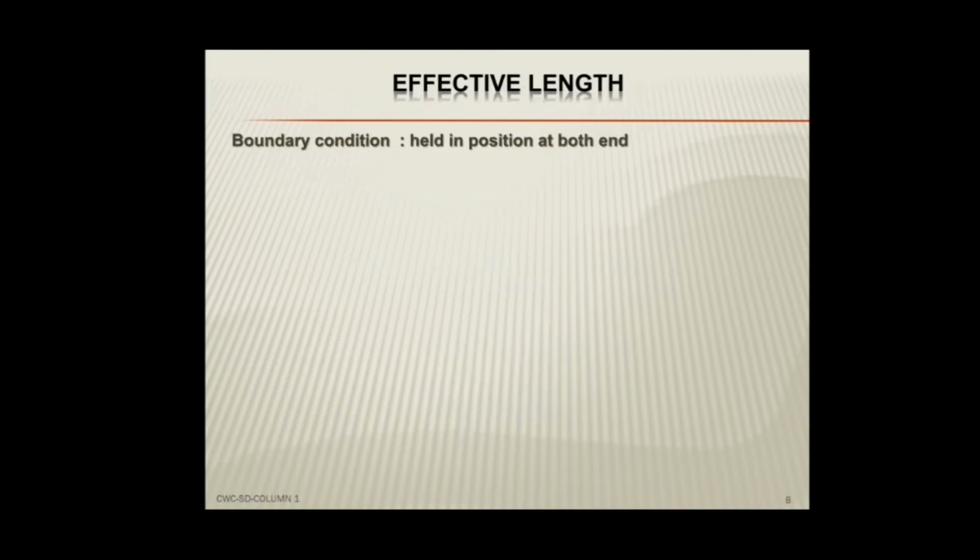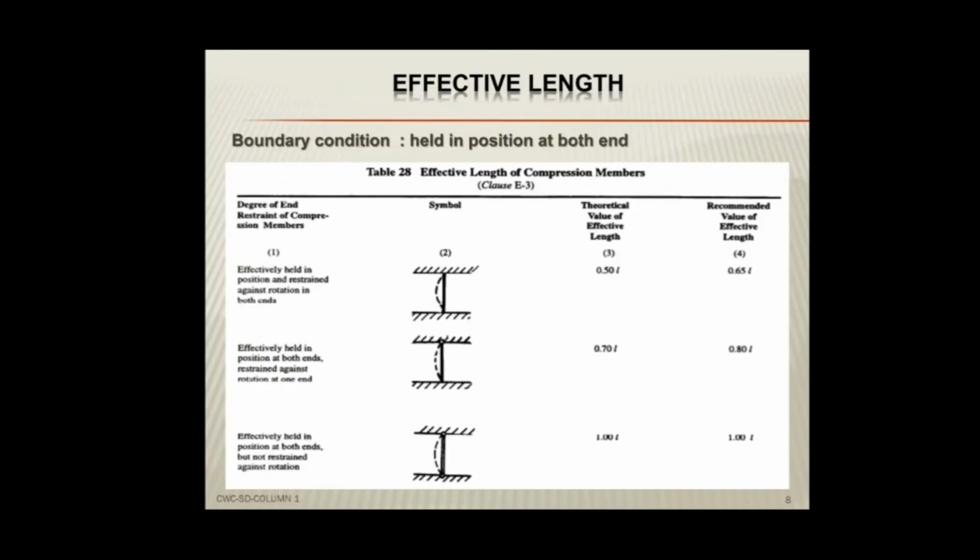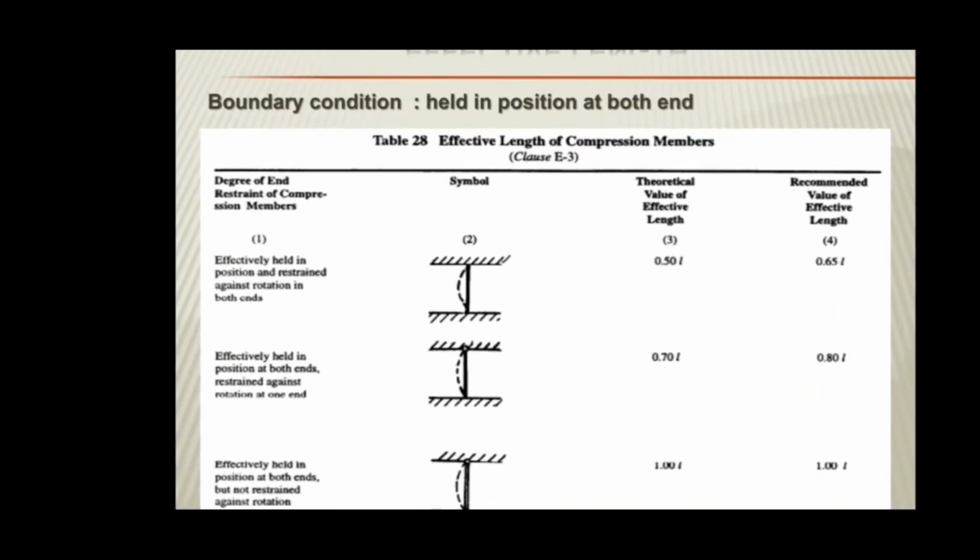We have boundary condition as braced against sideway in both directions. That means our column is held in position at both ends. We have Table 28 of IS 456-2000, which provides the effective length of compression members for different boundary conditions. Here I have not shown the full table. Whatever is required for this question only, I have considered.